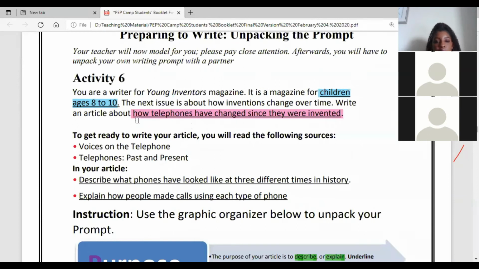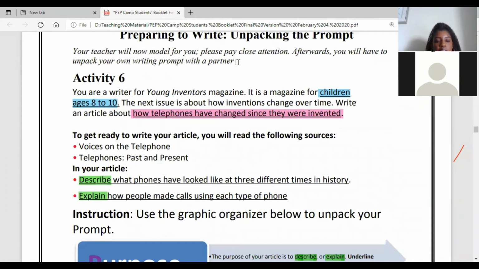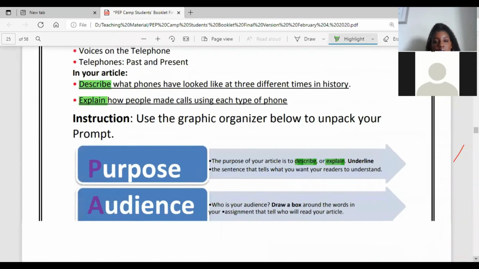I can share a list of that in a subsequent class. I can also make a video of identifying strong verbs. So let's look if we're seeing any of those verbs. And we're seeing describe and explain. So the strong verb for this writing prompt is describe and explain. In the prompt, we're going to be describing what phones have looked like at 3 different times in history and explain how people made calls using each type of phone. So that's the strong verb.